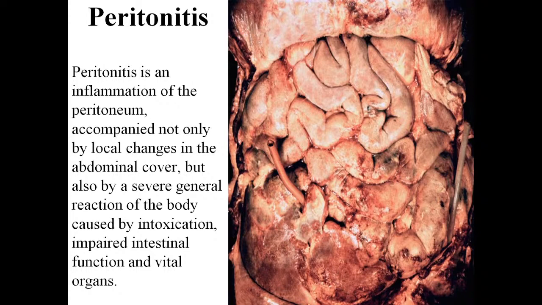And now we talk about peritonitis. It's a very important and very dangerous complication of acute abdomen. And what is peritonitis? Peritonitis is an inflammation of the peritoneum, accompanied not only by local changes in the abdominal cover, but also by several general reactions of the body caused by intoxication, impaired intestinal function, and vital organs.